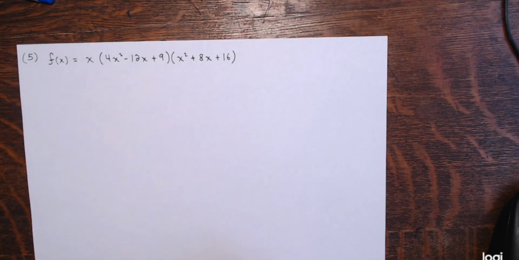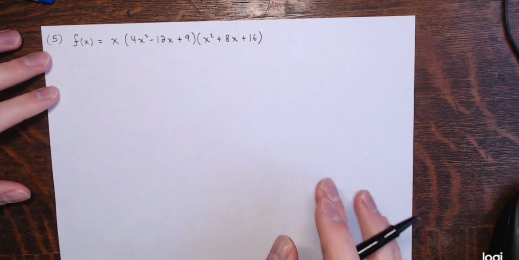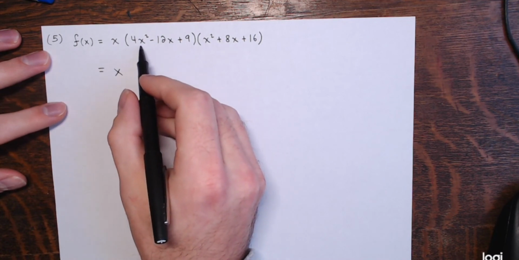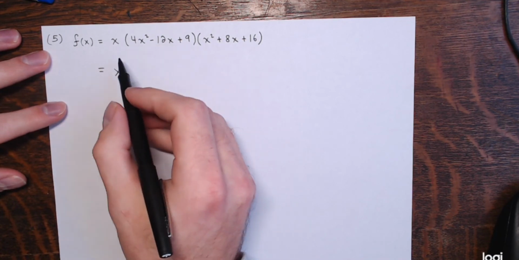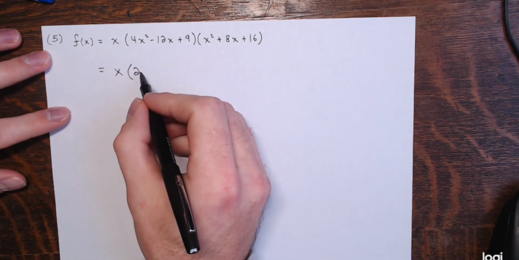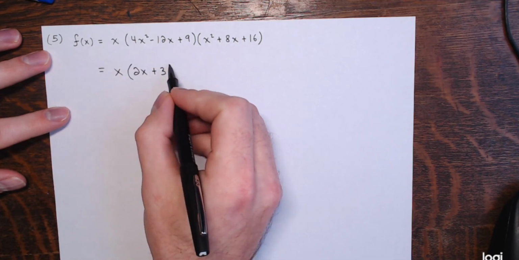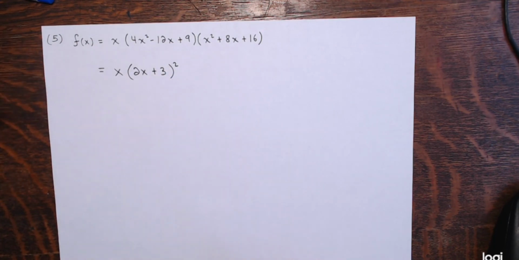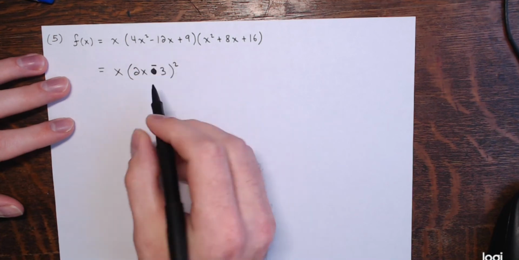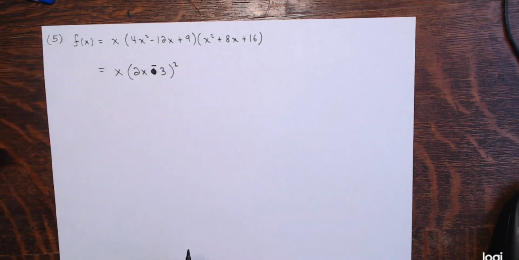All right, next example. Same thing, it's kind of factored, but not factored completely. If I were to factor this completely, we'd have x, then this 4x squared minus 12x plus 9. This is one of those perfect square trinomials. This is actually 2x minus 3 squared. Careful, careful. 2x minus 3 squared.